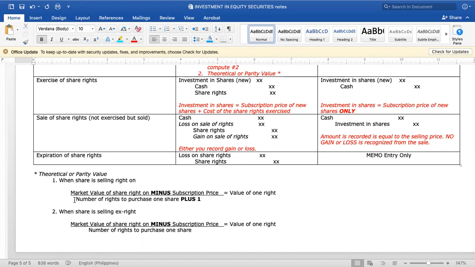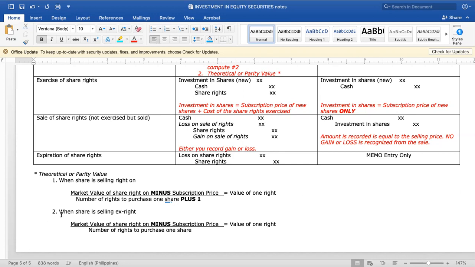Divide by the number of rights to purchase one share plus one, because sometimes to buy one new share you need more than one right. For example, you have 10,000 shares, equal to 10,000 share rights, but you can acquire one new share only if you have 5 share rights. So that is the number of rights to purchase one share plus 1. That is the value of one right, the parity value of your right when it is right on.